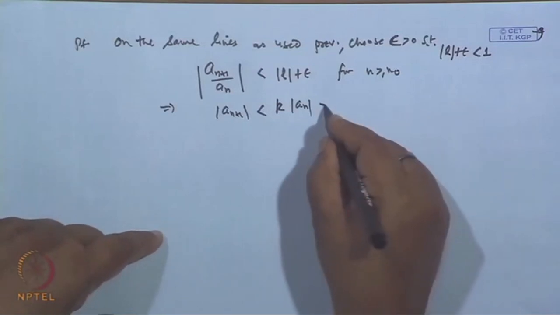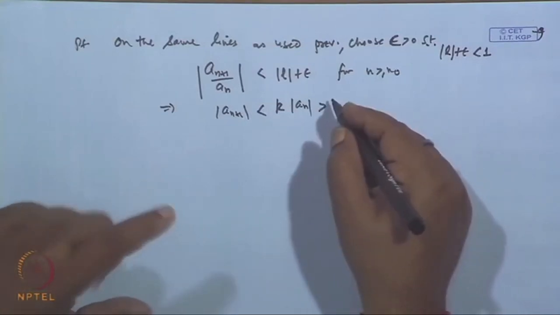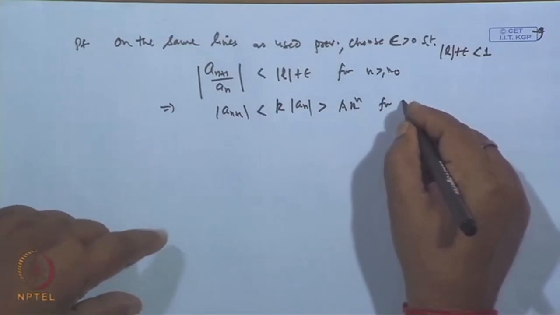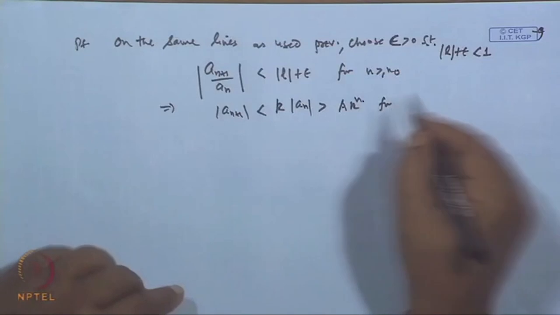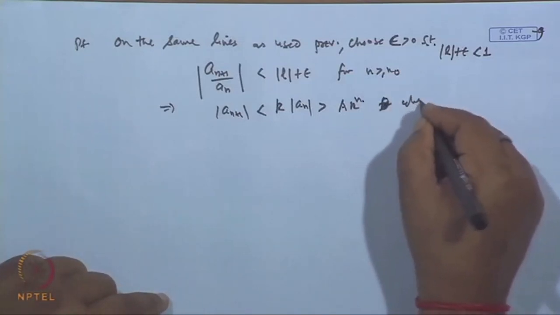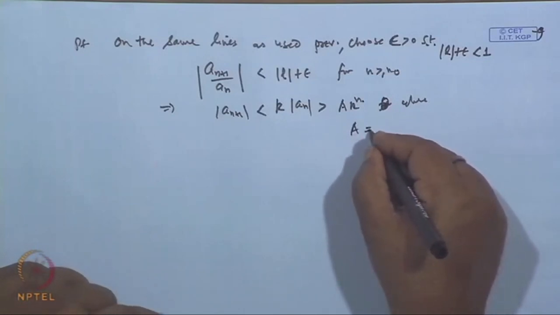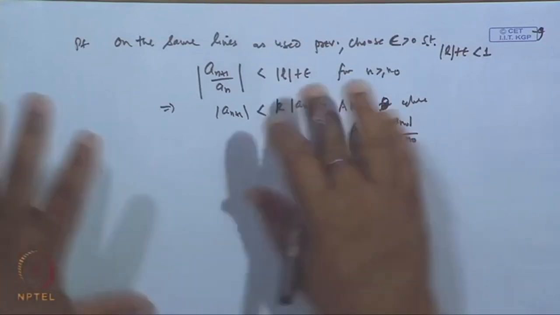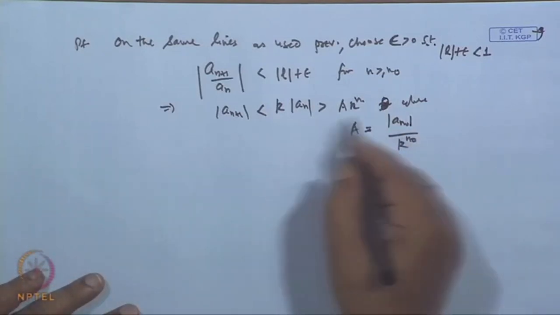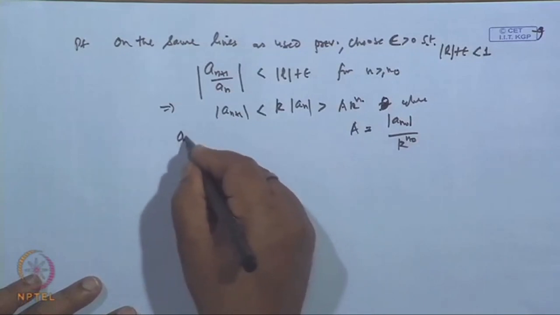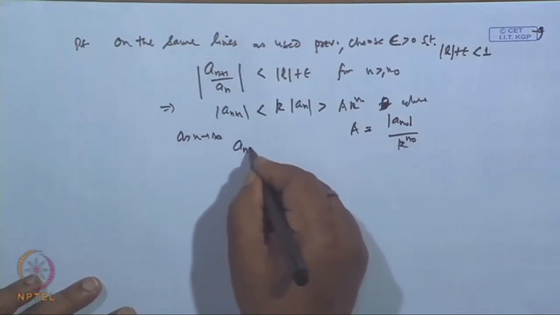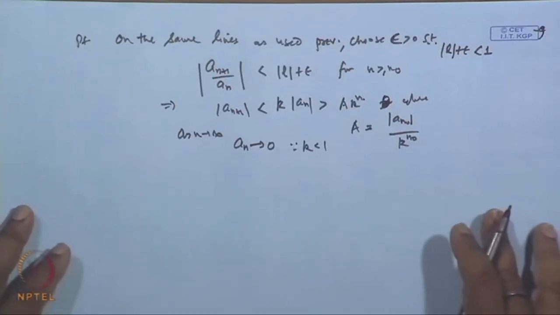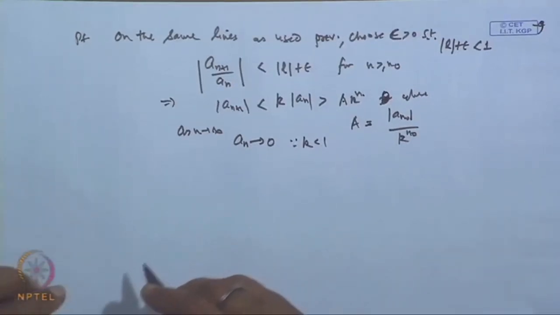Now, this keeps on increasing like this, and finally we get mod a n less than A times k to the power n for n large, where A is nothing but mod a naught divided by k to the power n naught. Just like in the previous case, so I am not doing it again. Now, k is less than 1. So, as n tends to infinity, the limit of a n goes to 0, because k is less than 1. So, the limit will be 0.